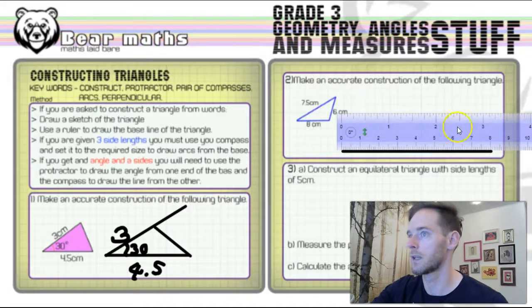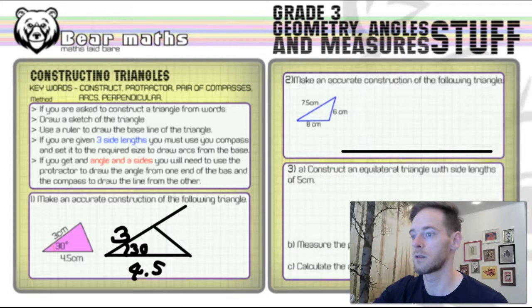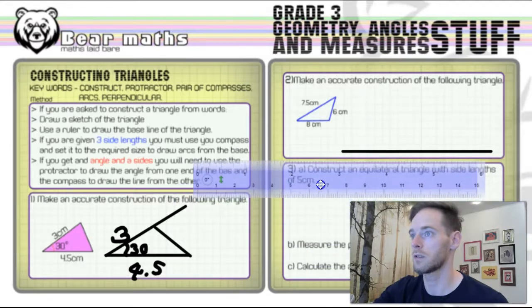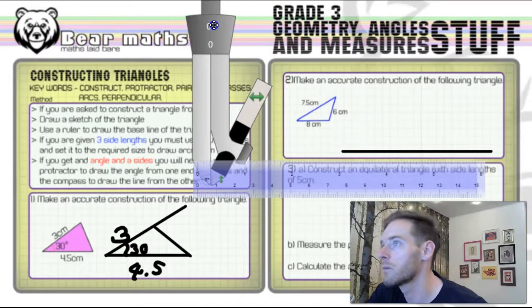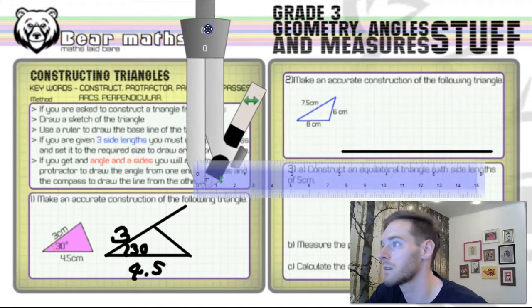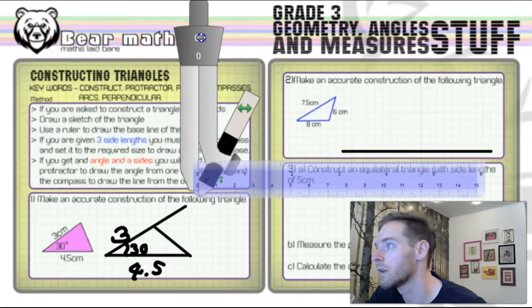Then get the pair of compasses in, because I still need the ruler so I can measure things. Massive pair of compasses here. And we've got a 7.5 and a 6 centimeter line. So let's see if this works.